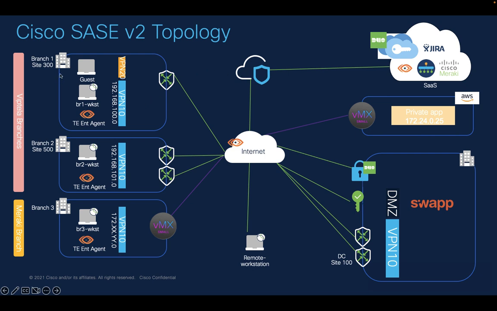Just note, nomenclature-wise, for branch 1, it is going to be listed as site 300 under vManage, and branch 2 is going to be listed as site 500 under vManage. And so those are the two sites that you'll be doing configurations for as part of showing this particular use case. All right, so let's move on to building the connections.